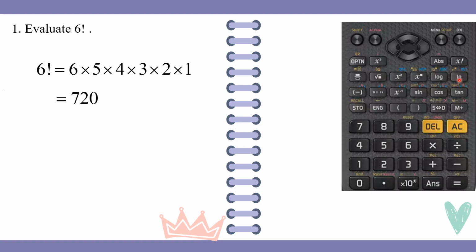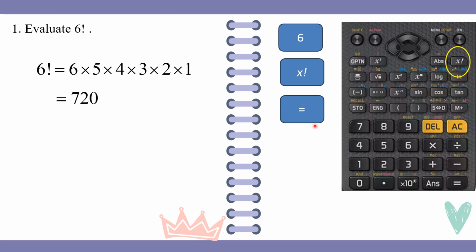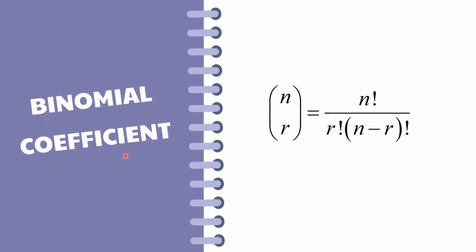You can also use the factorial function in your calculator by pressing 6 and the factorial button, followed by equal, and that will give you 720. Next, we'll look at binomial coefficients. N choose r is equal to n factorial over the multiplication of r factorial and n minus r factorial.